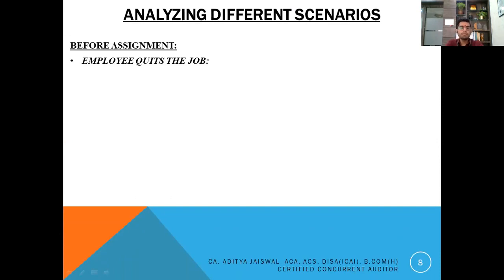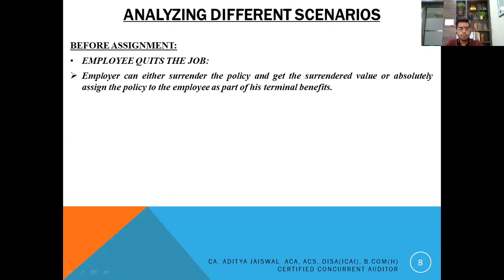What happens if the employee quits the job before assignment? Employer can either surrender the policy and get the surrendered value, or absolutely assign the policy to the employee as part of his terminal benefits. There are two options available to the employer. He can either surrender the policy and get the surrendered value, or he can absolutely assign the policy to the employee as part of his terminal benefits, and the employee will continue to pay the future premium if he so desires.